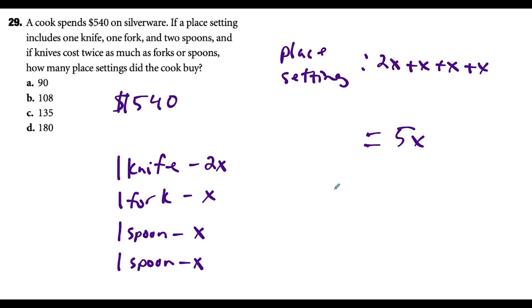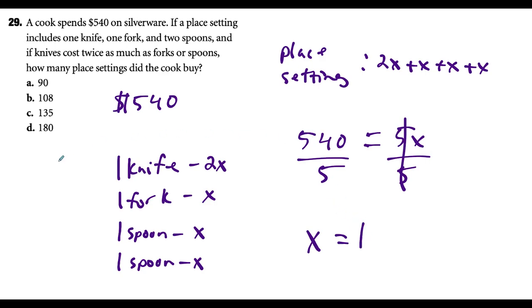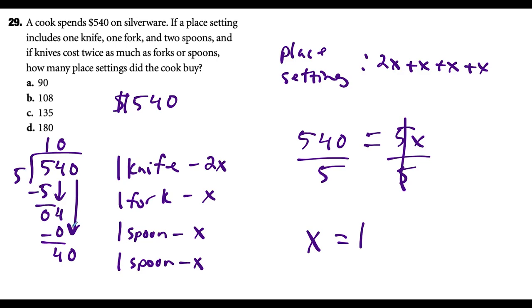And the cook spent $540. So I'm going to set 540 equal to 5X. And if we divide by 5, that tells us that one place setting here, 5 goes into 5 once. And then 5 goes into, I could do this on the side, it's going to be 108, but I'll show the work. 5 goes into 5 once. I subtract, I bring down the 4, but 5 goes into 4 0 times. 0 times 5 is 0, so I subtract 0. I still have a remainder of 4. When I bring down that last 0, 5 goes into 40 8 times. And when I multiply and subtract, I get no remainder. So this works out to 108. So this tells us here that the cook got 108 place settings.